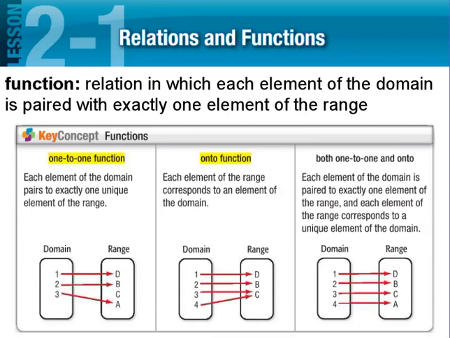Now, a function can be both. It can be both one-to-one and onto. And notice what that one looks like. Each element of the domain is paired with exactly one unique element of the range, and each element of the range is paired with one element in the domain. So what we're going to do is classify functions as one-to-one and onto.